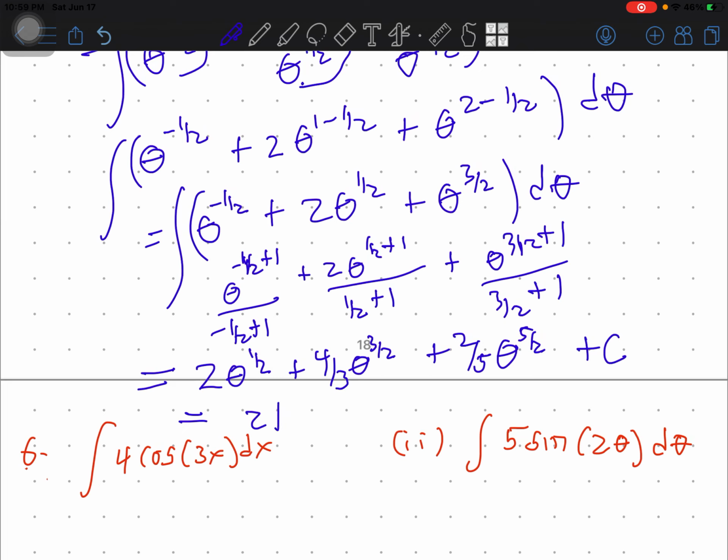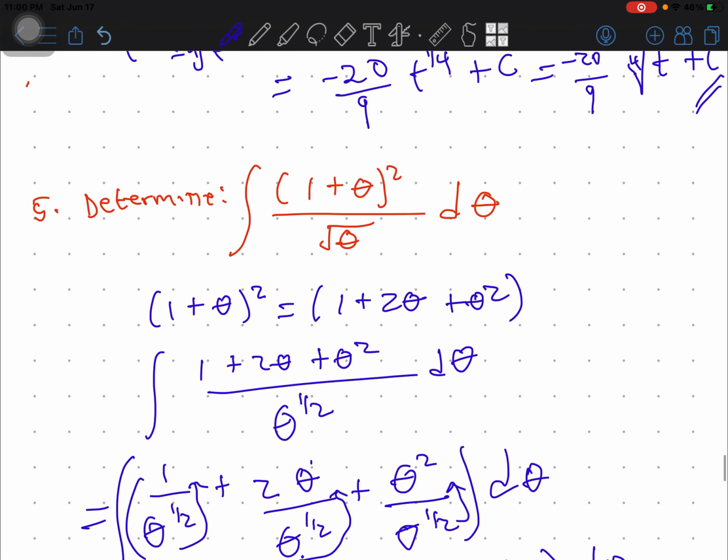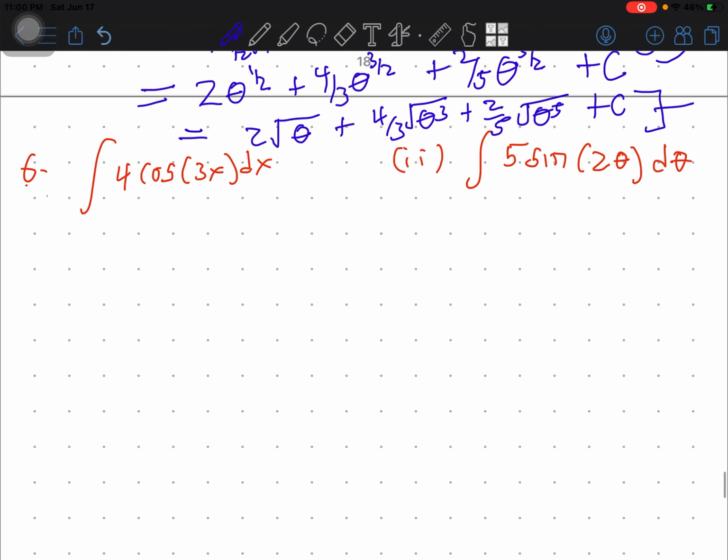You can also decide to simplify it depending on which of them you are comfortable. You can decide to leave it here, and you can decide to also simplify it by using your algebra knowledge skill, which is 4 over 3 square root of theta cubed plus 2 over 5 square root of theta 5 plus C. This is a further simplification, but basically you don't need it. You can leave it here if the lecturer or the teacher requires you to. So that is the differential, the question 1 plus theta all squared over square root of theta. Yes. So let's move to the next question.